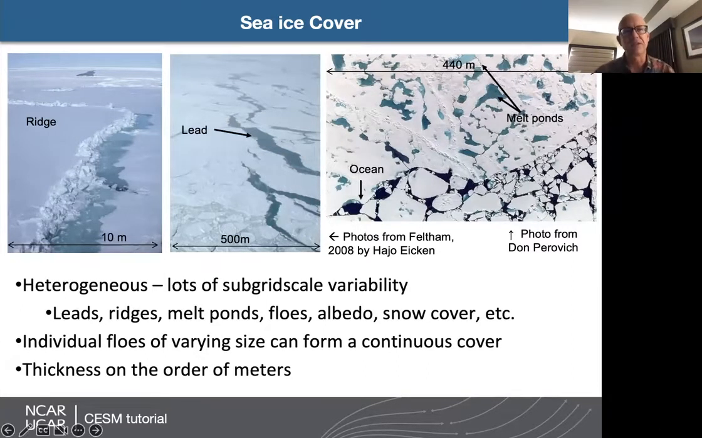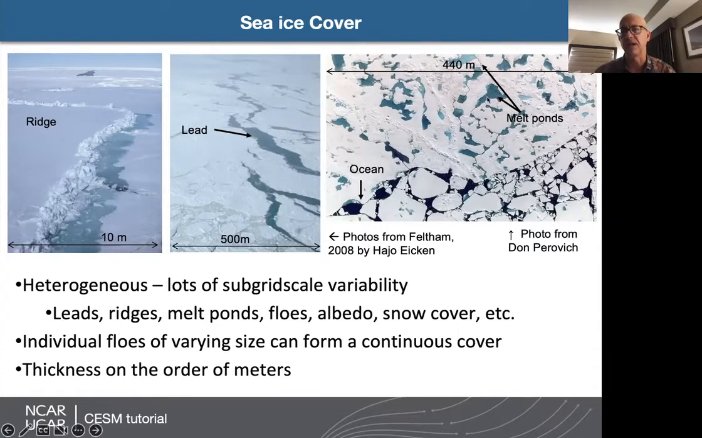So to give you some ideas of some scales, this photo here on the left is someone standing on the edge of what's called a lead that was kind of refrozen. And then you also see all this crumpled up ice, which we refer to as a ridge. And so there's lots of mechanical deformation and things going on with this. And then in the middle photo here, you can see these leads, which are actually like cracks in the ice where you can see the open ocean underneath.